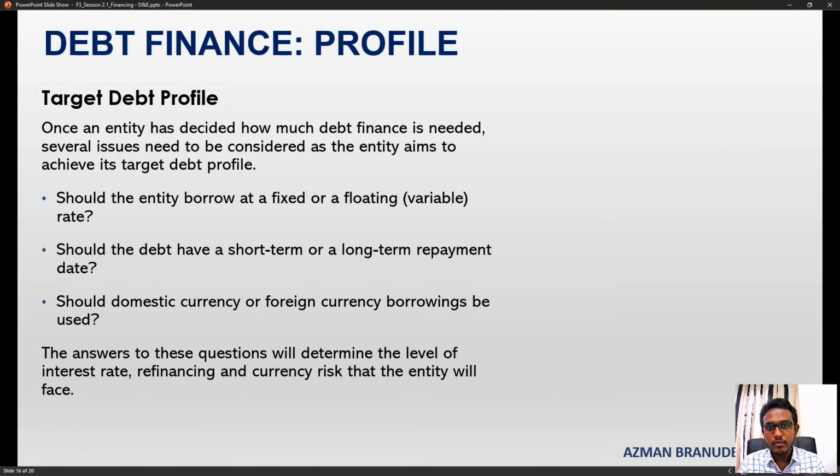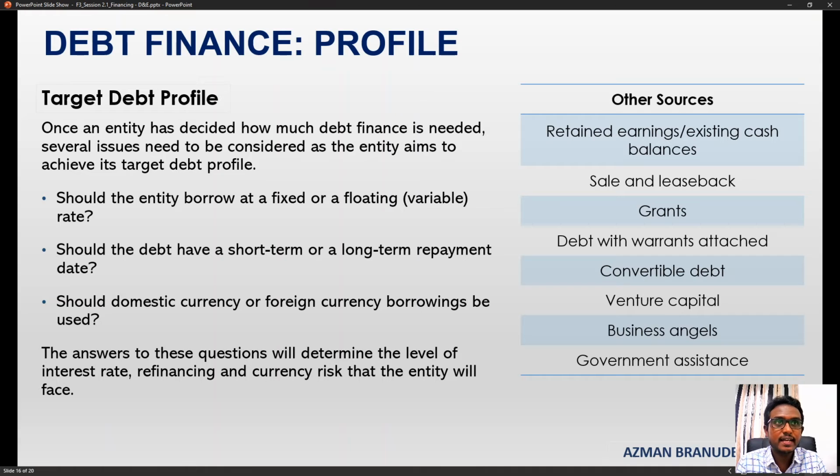In addition to that, you can tap into other sources of finance. You should take a look at your retained earnings and any existing cash balances, any options of sale and lease back. If you have assets that have value and could be sold to acquire a certain amount of cash, and any lease back options, any grants, any debt with warrants attached, convertible debt issuances, venture capital, business angels, and any government assistance.